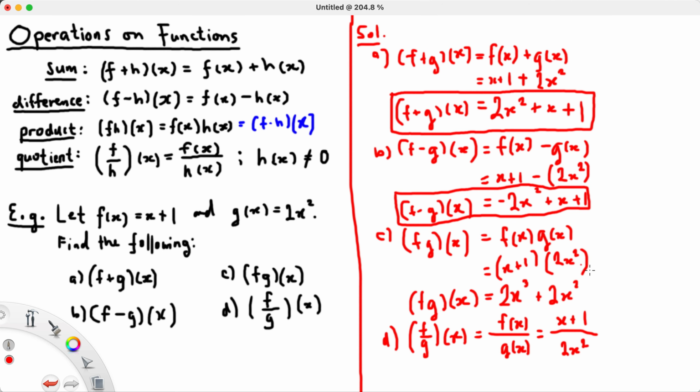And for letter C, let's box it. 2x cubed plus 2x squared. That's our answer for letter C. And I'll just box our final answer for letter D, which is this. Okay? And those are our answers for this set of video.